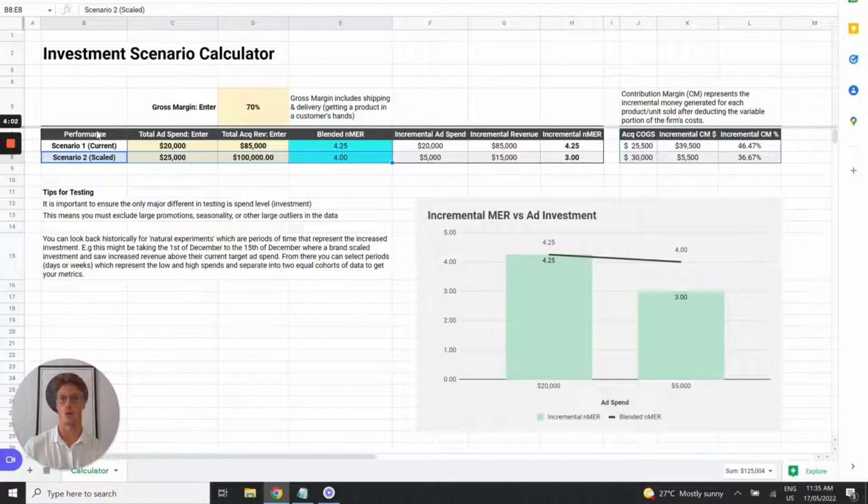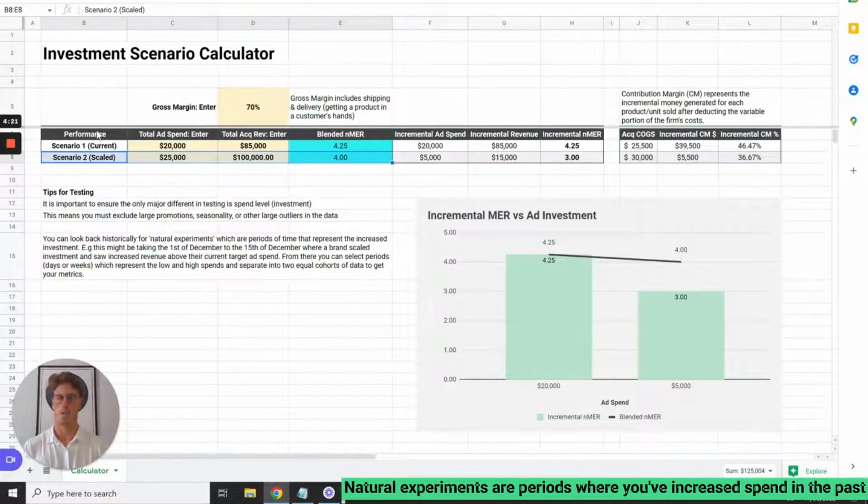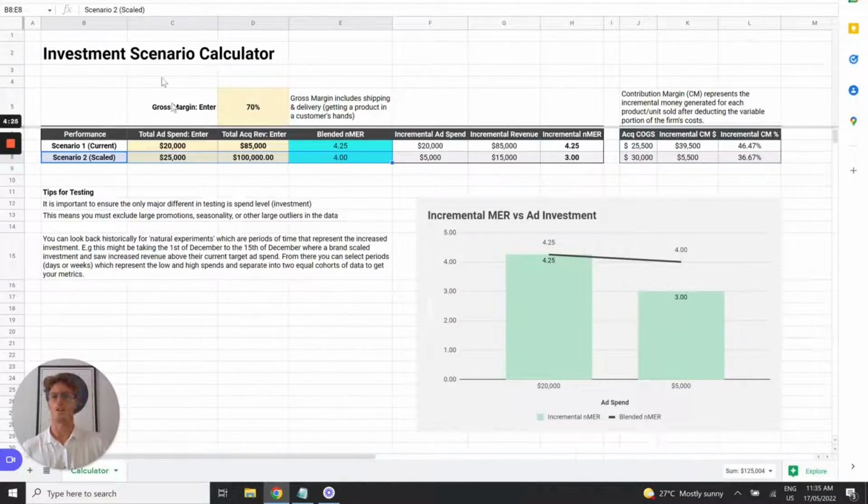You might have had a period of natural experimentation where, for example, the 1st to the 15th of December, you might have scaled your investment seasonally. And we know it's a period which is not affected by shipping in other parts. It's a natural experiment. And so we can use the performance from this period to give us a scaled scenario, give us an idea, a period, a segment of data to work with, to apply to our business, to give us an idea of what, if we scaled investment, what that would currently look like.